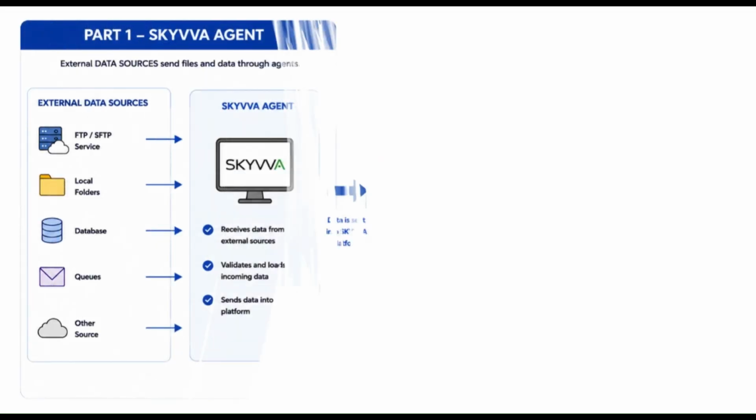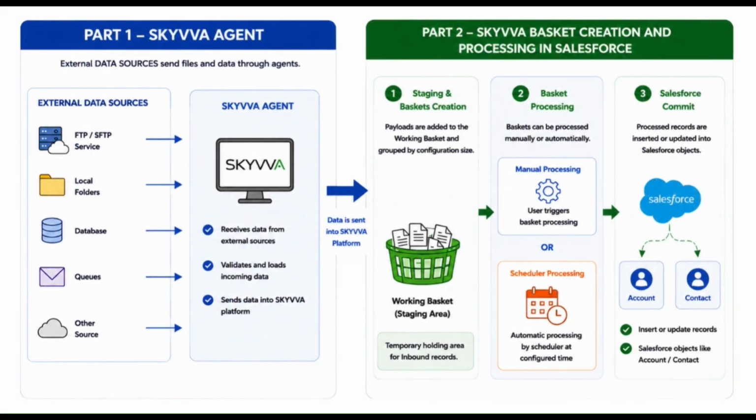In summary, SKYVVA Batch Processing Interface Mode makes it easy to process multiple records by grouping them into baskets for batch processing. It improves performance, reduces API usage, and ensures stable processing for large data volumes. These baskets can be processed manually or via the scheduler, making the process efficient, reliable, and transparent for high-volume integration scenarios.